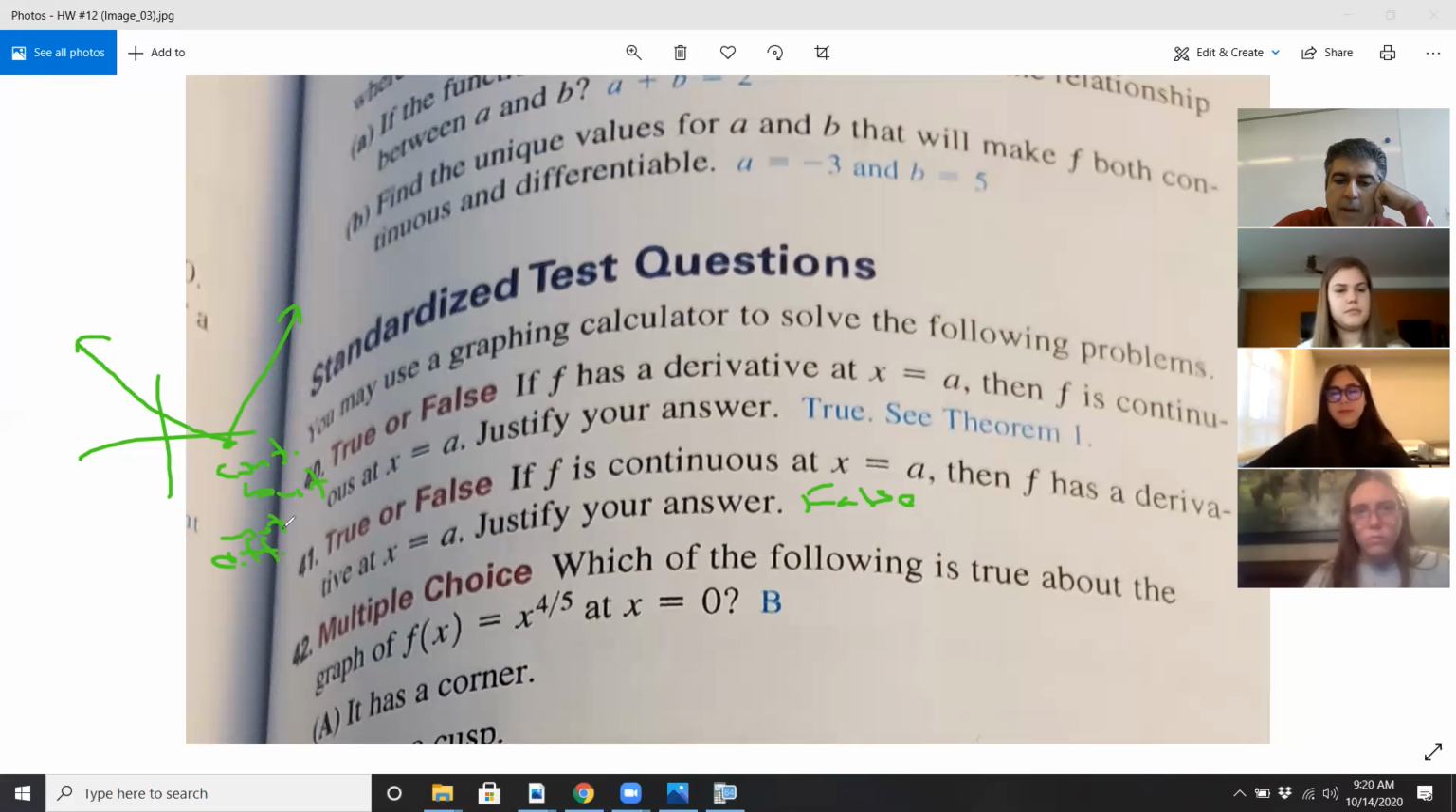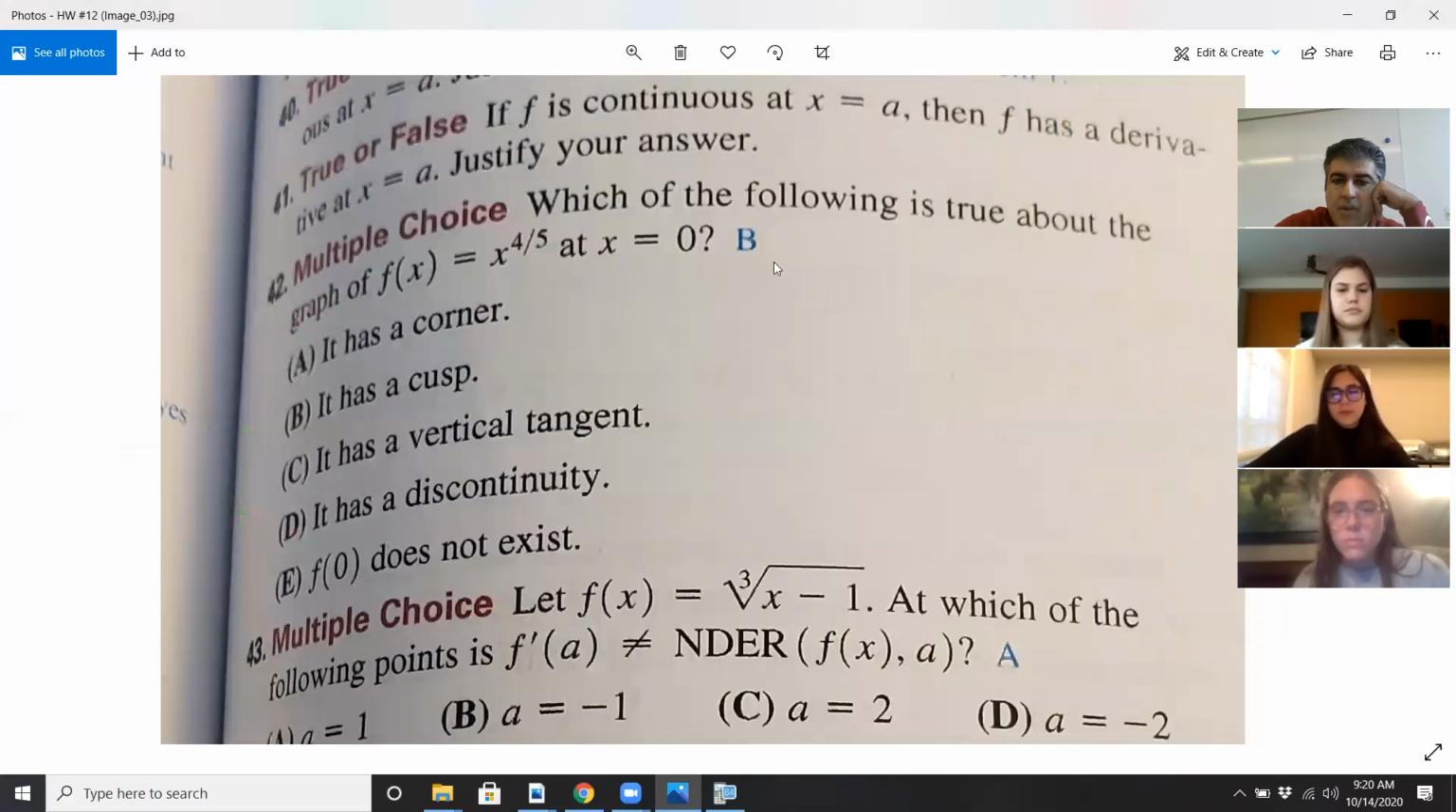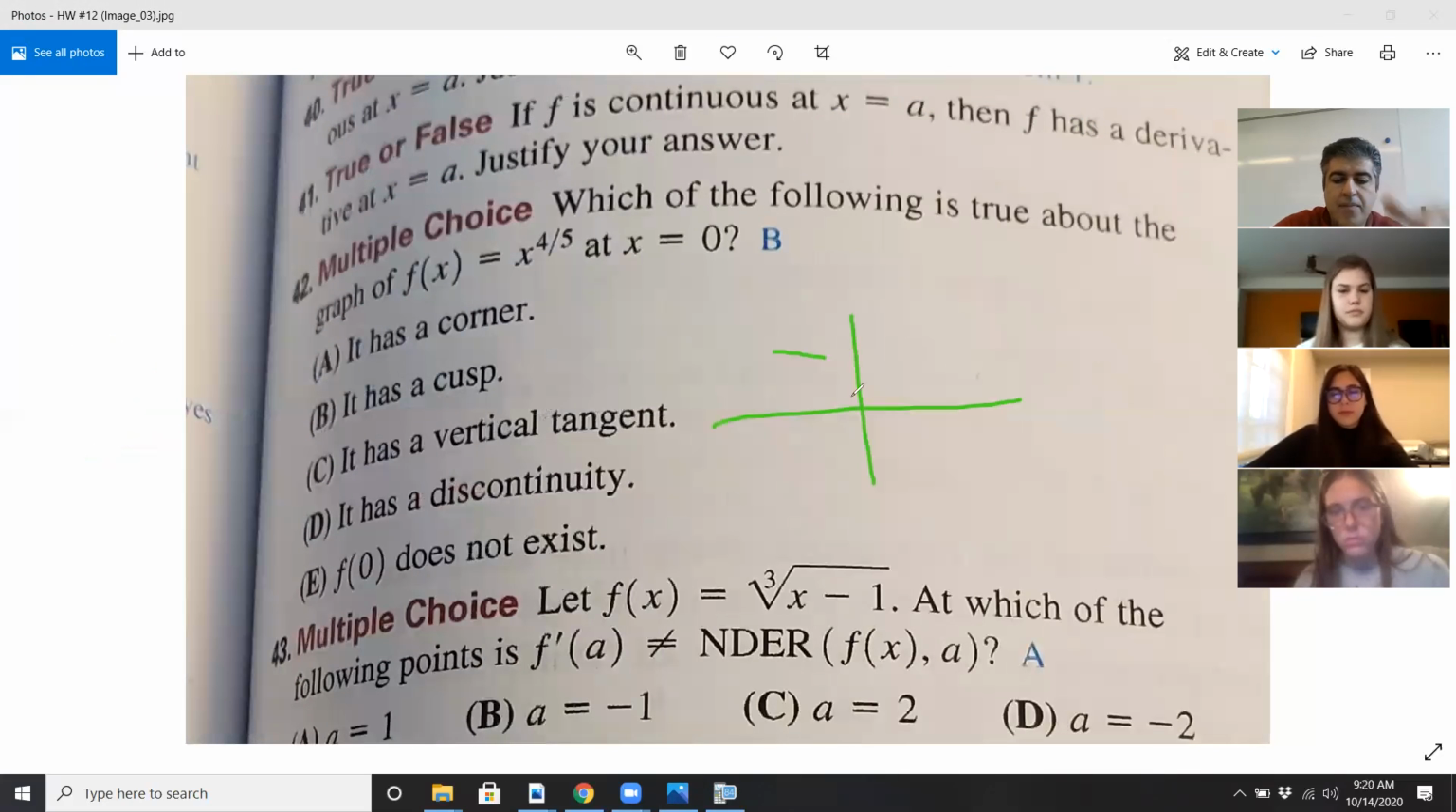Which of the following is true about this graph here, x to the 4/5 at x equals 0? If you graph that correctly, you should get a cusp. You're graphing on the calculator, and it's going to be a cusp because it looks like this. So go based off looks for now. We'll revisit this next week, or once we learn the shortcut rules, you'll understand why.